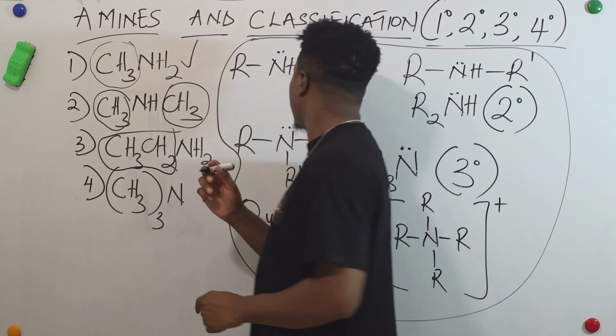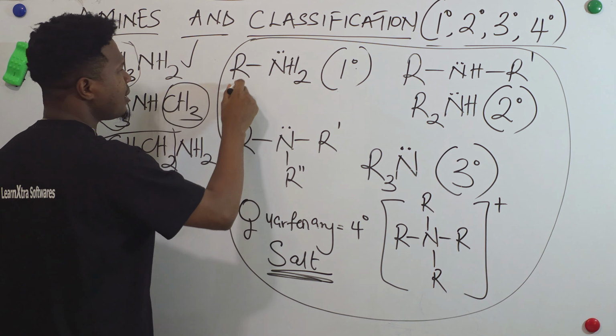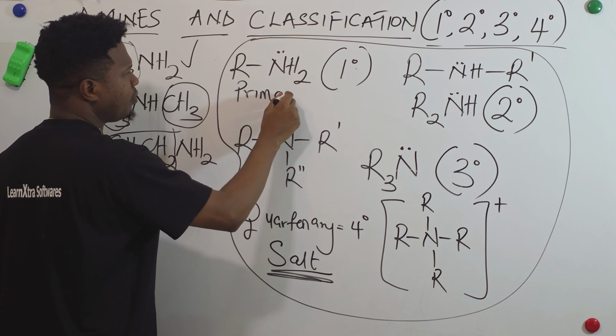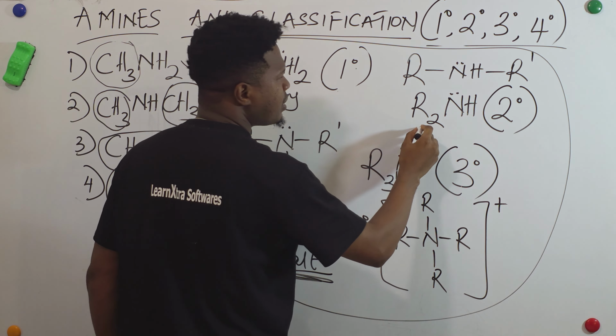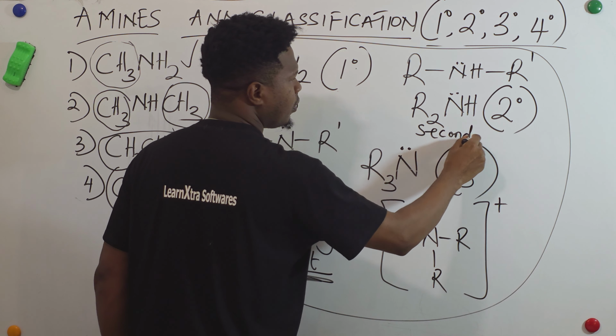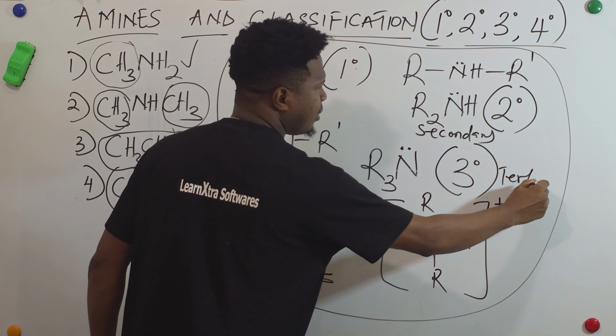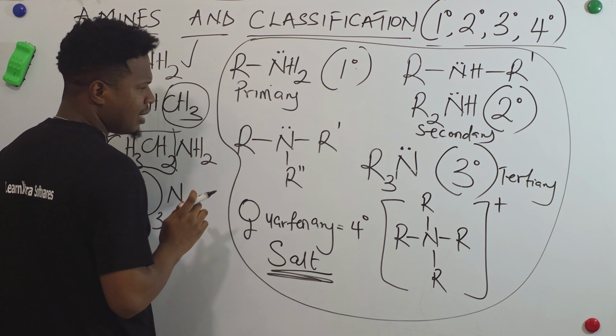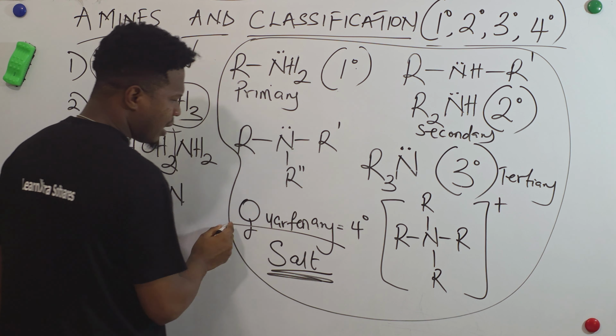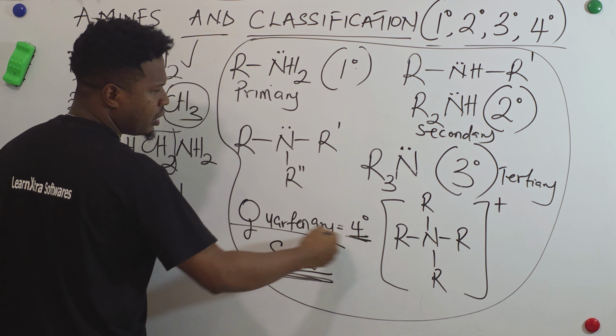So take note. This first one represents primary. This one here represents secondary, while this one represents tertiary. And lastly, this one represents the quaternary amine, which is also a 4 degree amine.